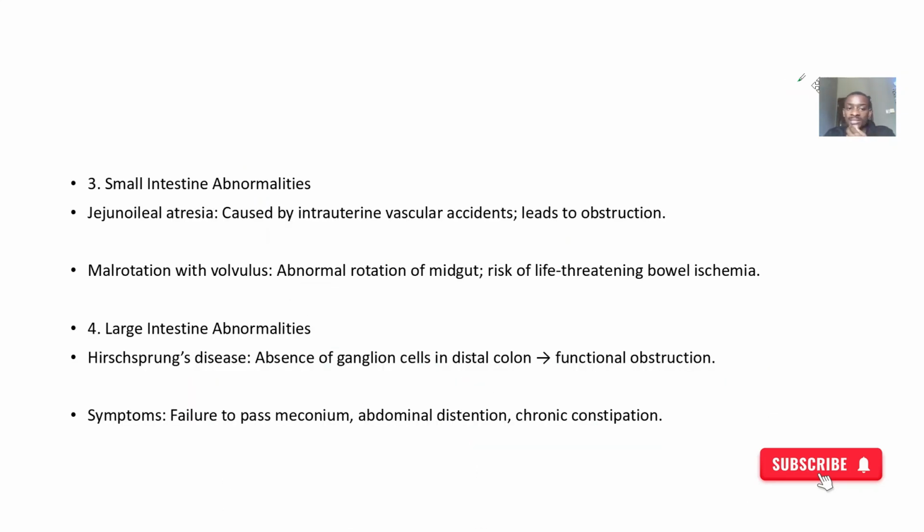So small intestinal abnormalities, you have things like jejunal ileal atresia. Then you also have malrotation with volvulus. Okay. So large intestinal abnormalities, you have things like Hirschsprung's disease. So there's failure to pass meconium, which is the first stool. There's abdominal distension, and you can also have chronic constipation.